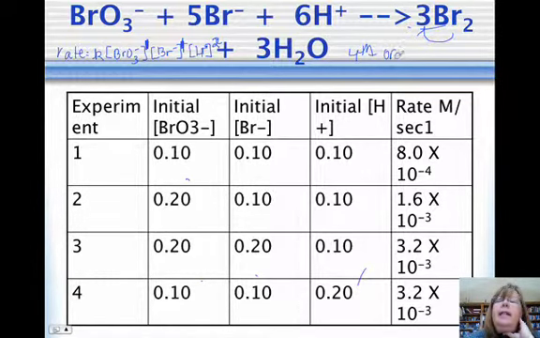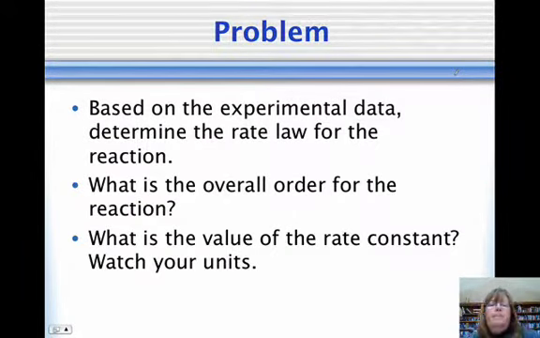If we went ahead and calculated the value of K, which I'm not going to do, but pick any experiment, plug those values in, solve for K, the K units would be molars to the -3rd inverse seconds. Make sure you get your units right. All right, so I hope that that helps. The problem that we just did, we looked at experimental data and we determined the rate law for the reaction. We know how to get an overall order, and we know how to calculate a K, being careful of our units.